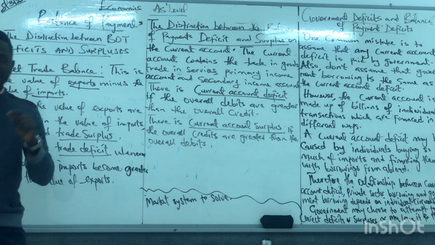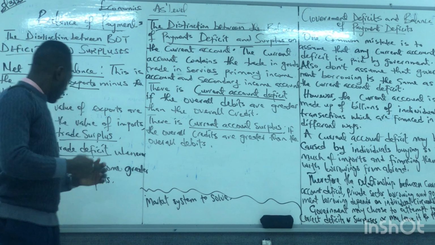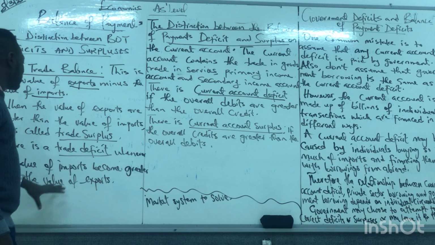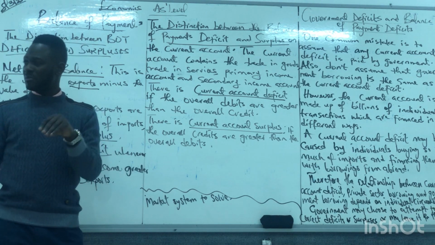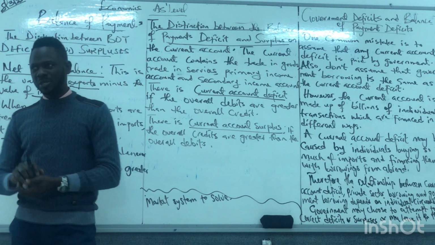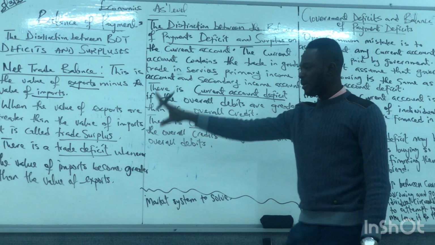Because we are trading, and international trade involves exports and imports. There is a trade deficit whenever the value of import becomes greater than the value of export. So we have a deficit because the value of our imports is more than the export. That's the difference between balance of trade surplus and deficit. Any question about that? No.